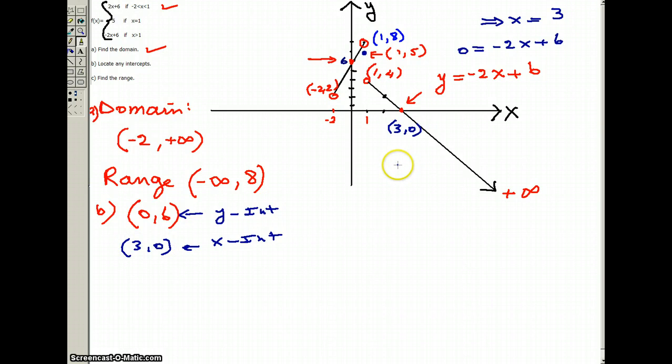So I have 2 intercepts for this line. Find the range. So we already found the range. So this is part C. We already found the range. So we found the domain, the range, and the intercepts.